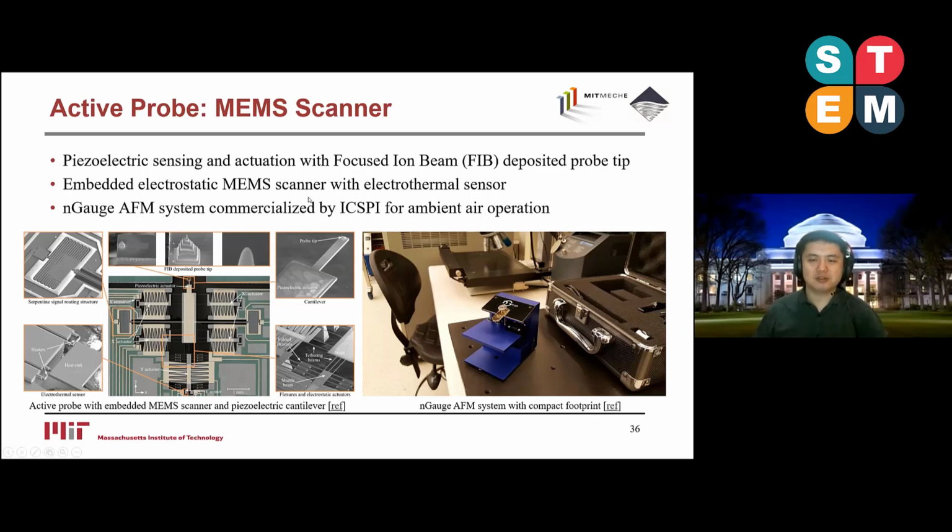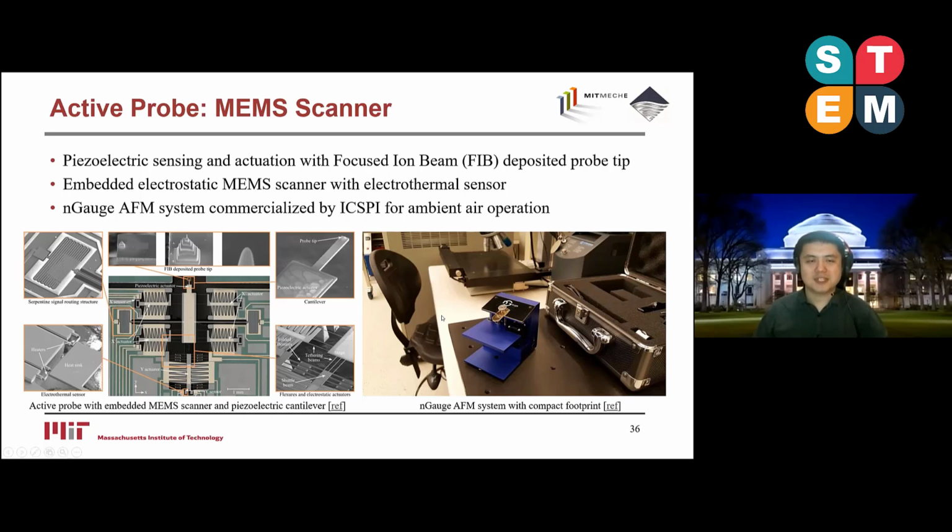an electrostatic MEMS scanner and electrothermal sensors for feedback have been embedded in this scanner design. So basically, it operates only in air for now, but it can be quite helpful for system on chip because the footprint is quite compact. As you can see here, basically, this is an entire AFM system. There's no need for external bulk scanners. The only thing that's needed would be this engagement system to bring the probe and the sample into contact.